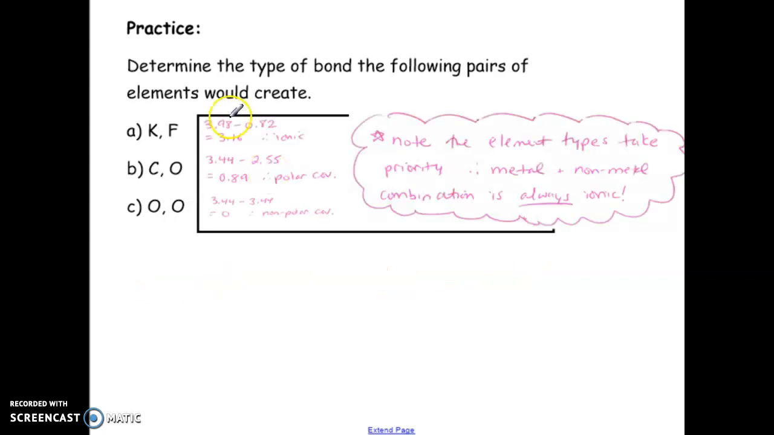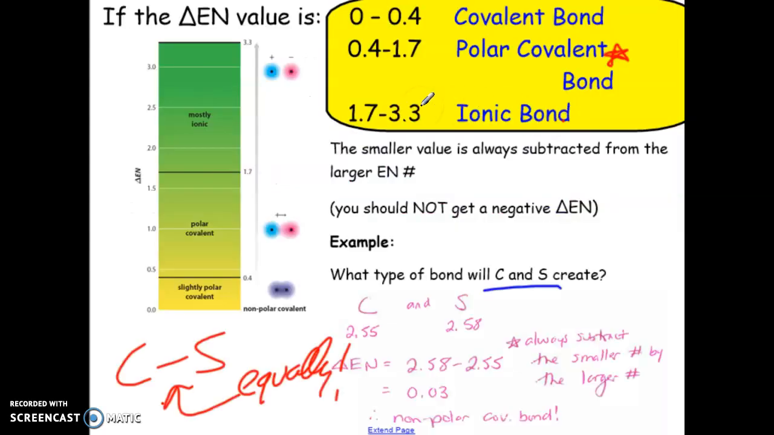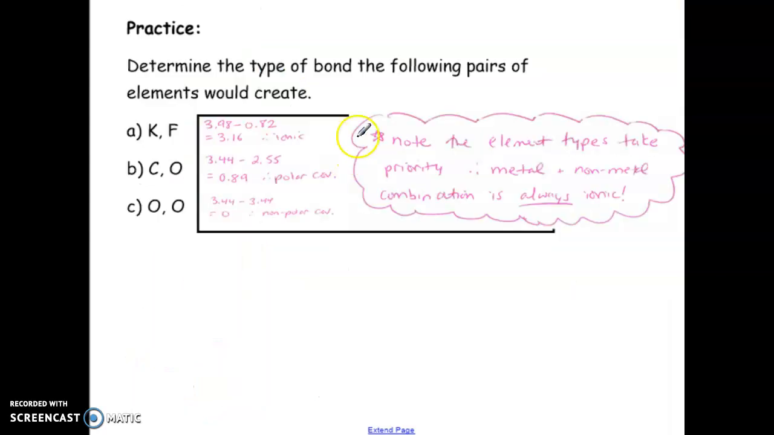So for potassium and fluorine, we have 3.98, which is our fluorine, minus 0.82. Again, we're getting those values from the periodic table. The difference there is 3.16. So 3.16 is definitely in this range. So it's anything more than 1.7, or 1.7 to 3.3, is going to be ionic. So the first one is ionic.